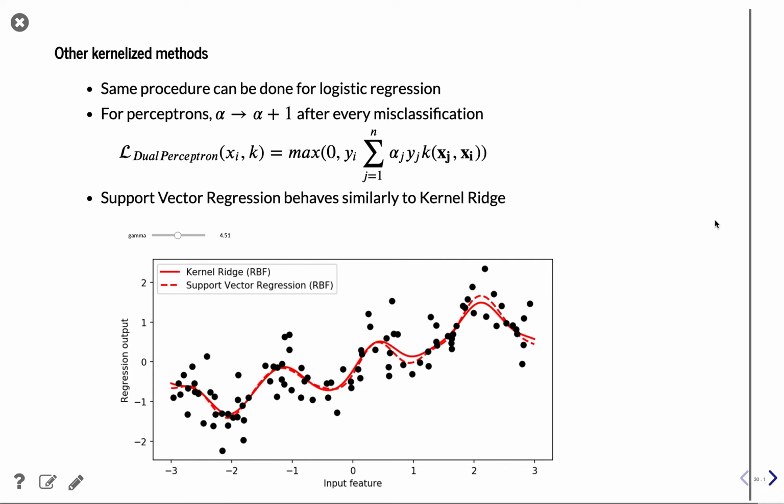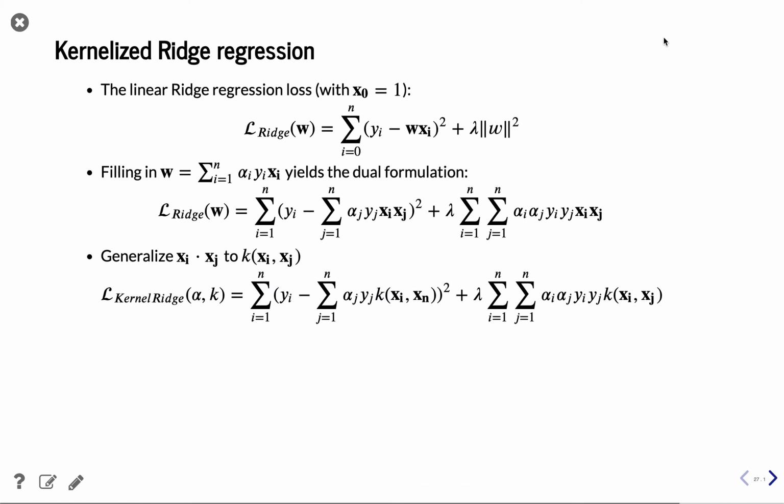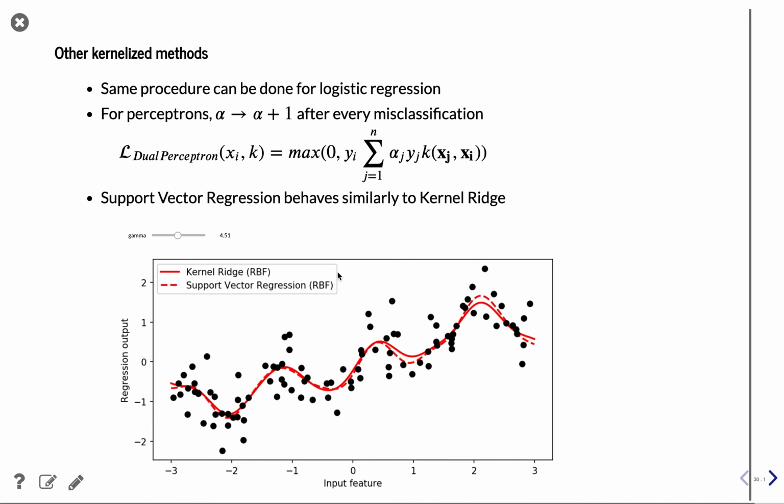Now there are other kernelized methods, of course. We can use the same procedure as we used here. Basically take the loss function, plug in this expression for w, and then we end up in the end with, first of all, the dual formulation, which we then easily kernelize. So in the same way, you can do this for logistic regression, and you get an equally scary loss function at the end. For perceptrons, things are a bit easier because they do incremental updates.